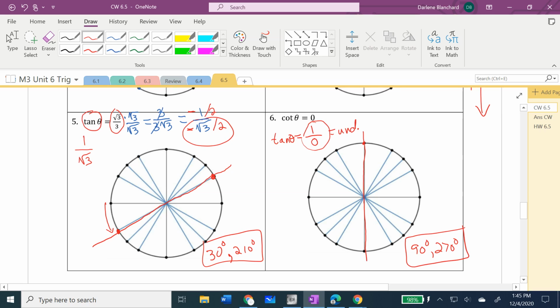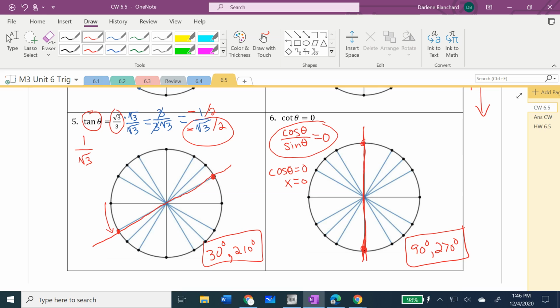Now, another way that you could have approached this was, remember that cotangent is cosine divided by sine. If a fraction is equal to 0, its numerator has to be 0. So this equation quickly turns into cosine theta being equal to 0, which means you're looking at when is x equal to 0, and you draw a vertical line x equals 0, and you run into those angles. So that's another approach you can take.